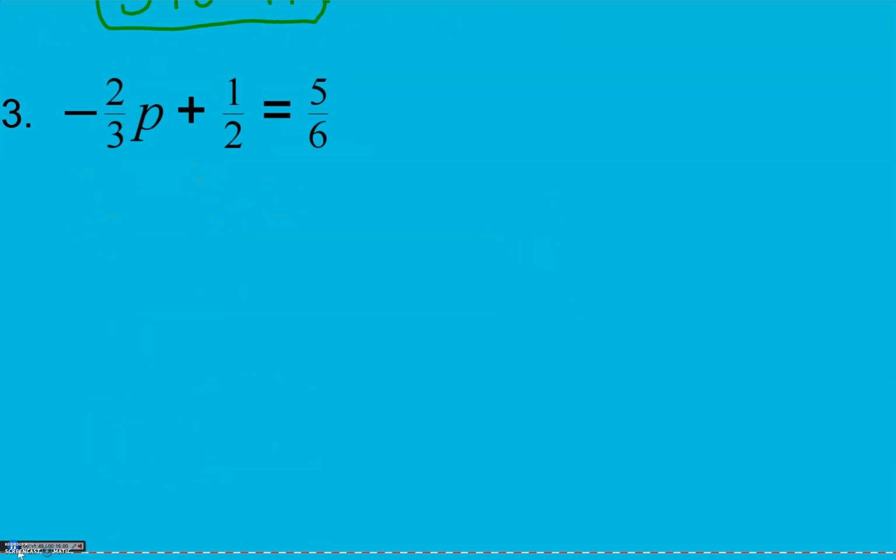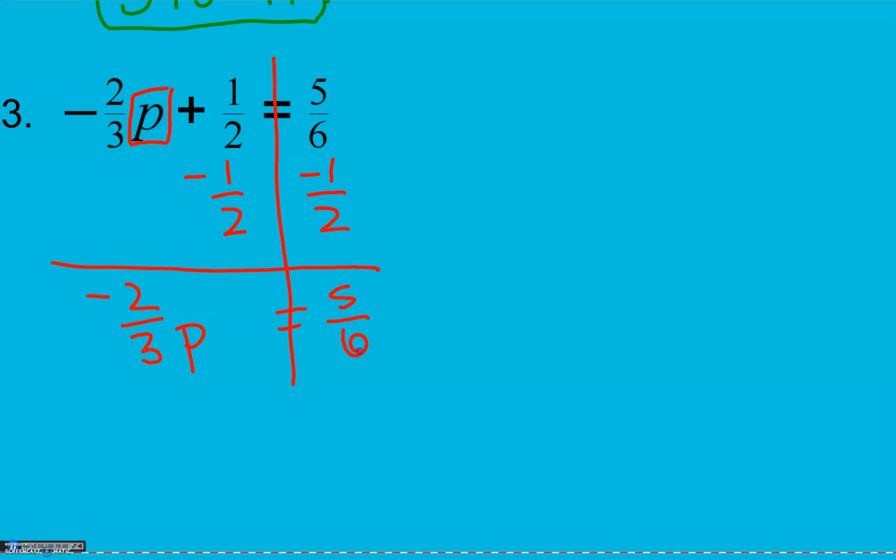And in 3, p is being multiplied and added. So I'm going to subtract a half to both sides to get that variable term by itself. Now I have negative 2/3 p equals 5/6 minus 1/2. I need a common denominator, which between 2 and 6 is 6. I don't have to change my 5 because my 6 already was a 6, but to go from 2 to 6 I have to multiply by 3.